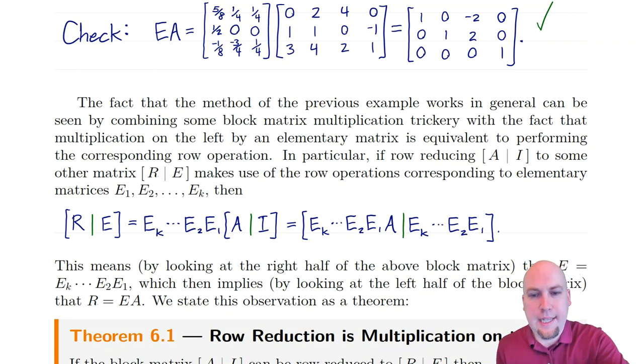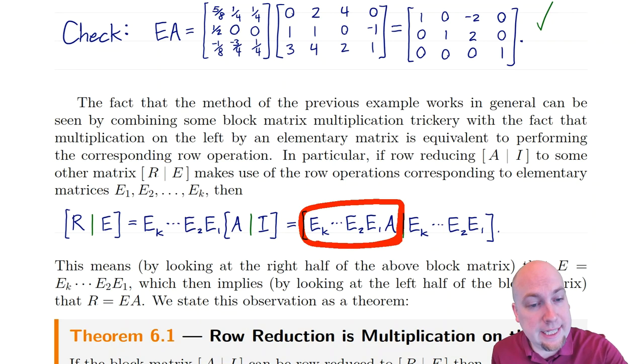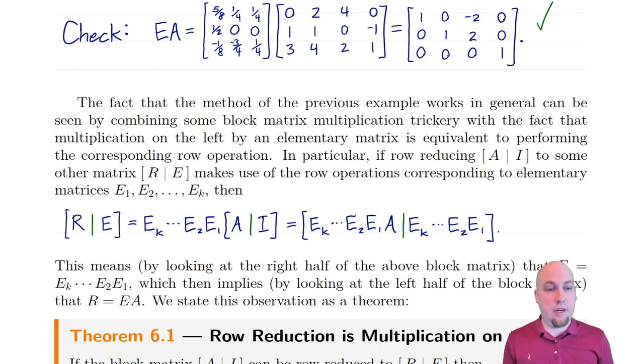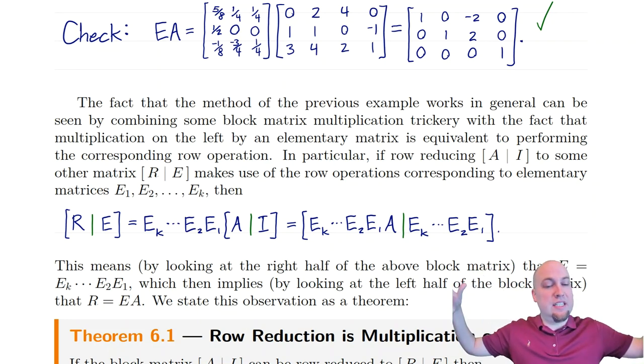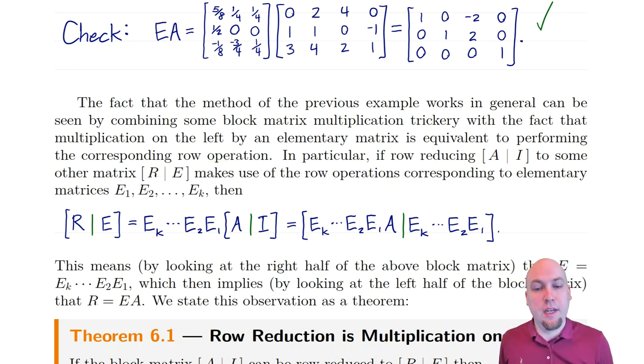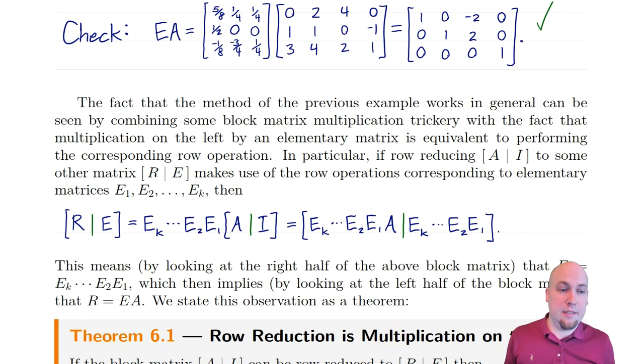But wait, if E equals the product of all these elementary matrices, then it equals the product of all these elementary matrices too, so this piece also must be E. That means this left block over here is exactly E times A, and that must equal the left block over here, which is R. So if you string all of this together and compare blocks, the right blocks first and then the left blocks, you find exactly what we claimed above: the matrix R on the left must equal E times A, where E is whatever you get on the right.